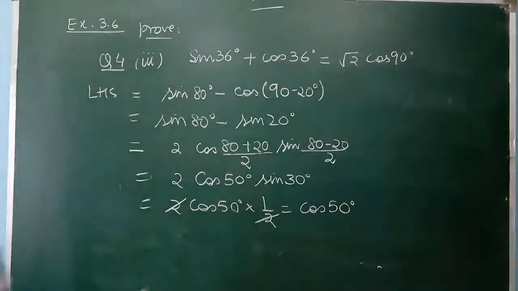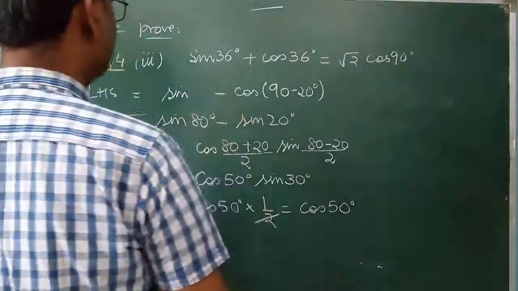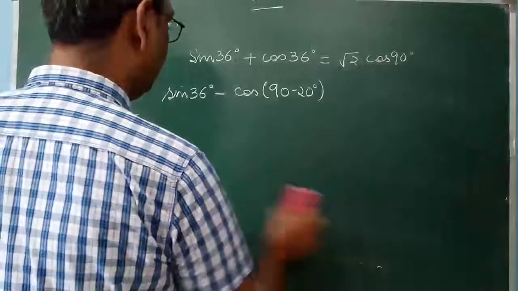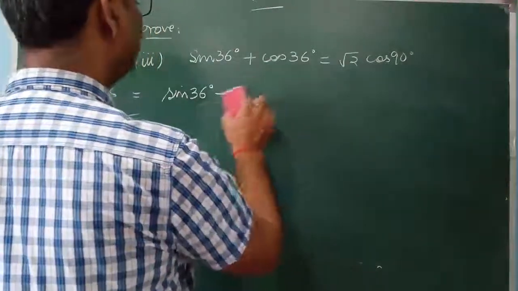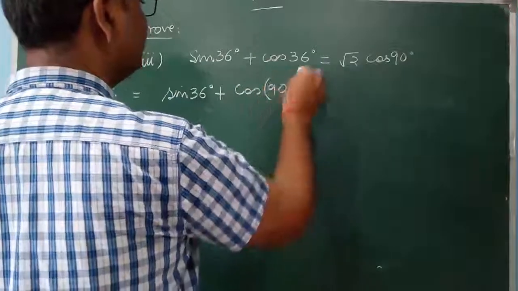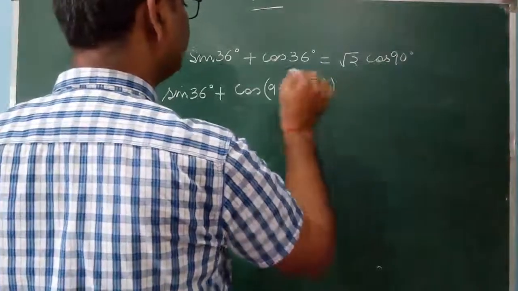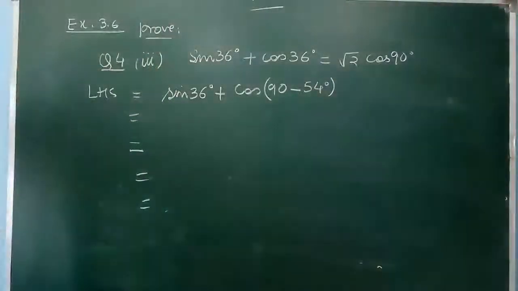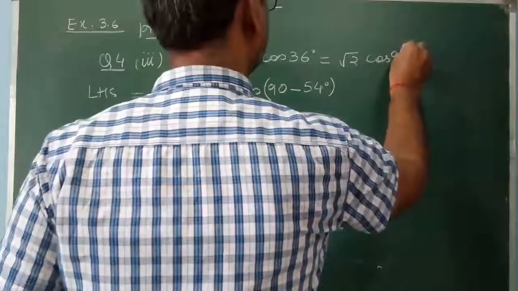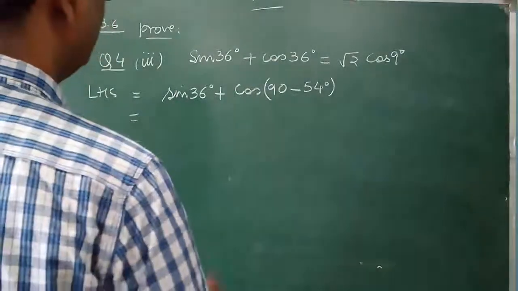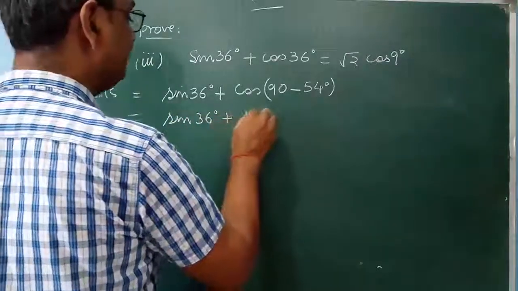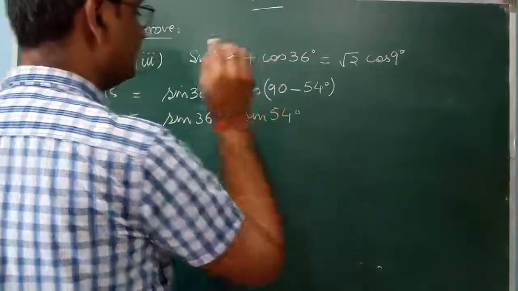Now here again we have to do the same thing. Here we have to write sine 36 degree, plus cos(90 minus 54) degree. And what we have to prove? This is cos 9 degree, not 90 degree, this is 9 degree. Correct? So this is sine 36 degree plus sine 54 degree. This one we have got.